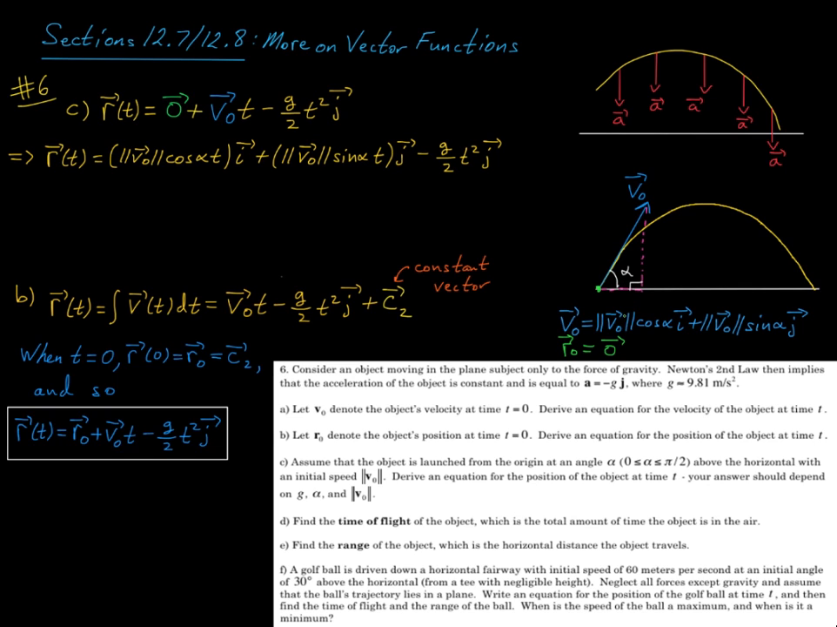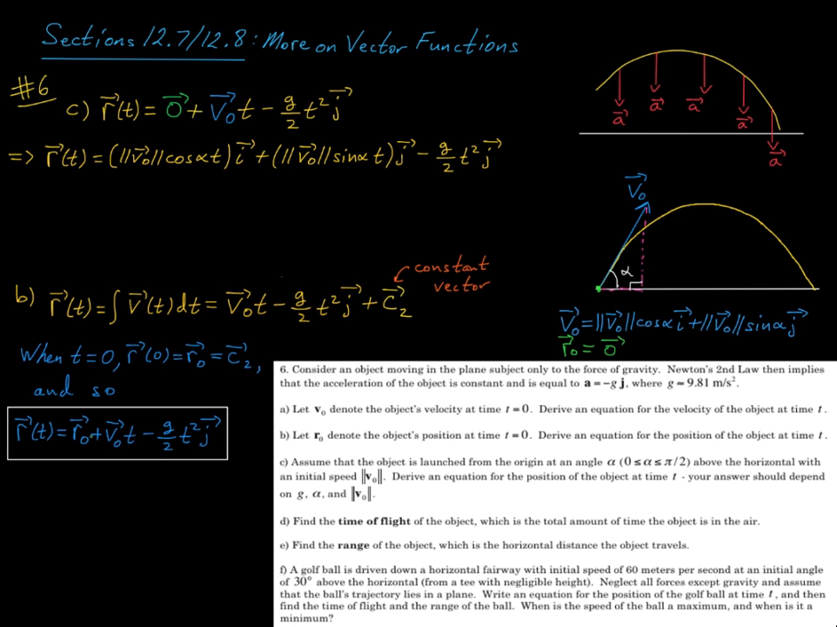So in other words, it's the magnitude of the initial velocity vector times the cosine of alpha. The j component likewise is the magnitude of our initial velocity vector times the sine of alpha. Okay, so there's the initial velocity vector in component form.